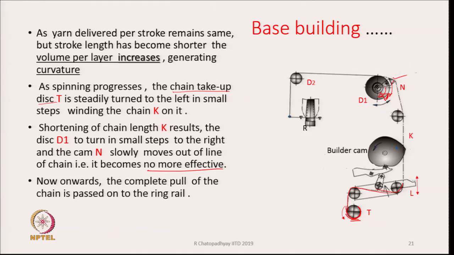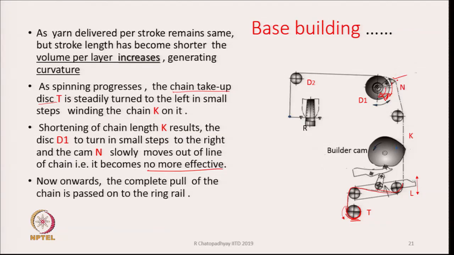The purpose of the small cam is lost by that time, because we do not need to use it now. In the initial part we want to use it, so we place it in such a way that the chain is deflected as shown over here, but as we build a few layers, maybe 10 layers, maybe 15 layers, this part will move somewhere here, and then it is no more deflecting the chain. So, the entire chain movement will be transmitted to the ring rail.